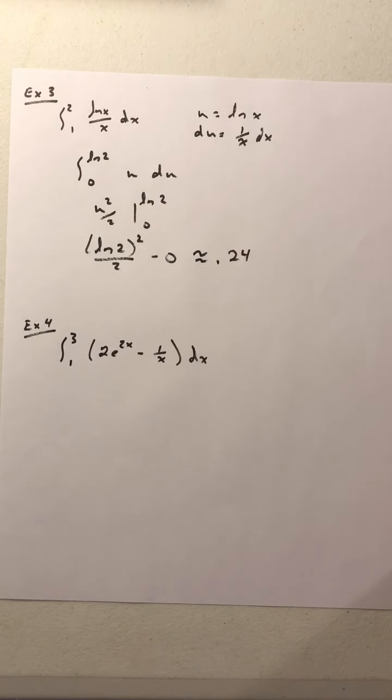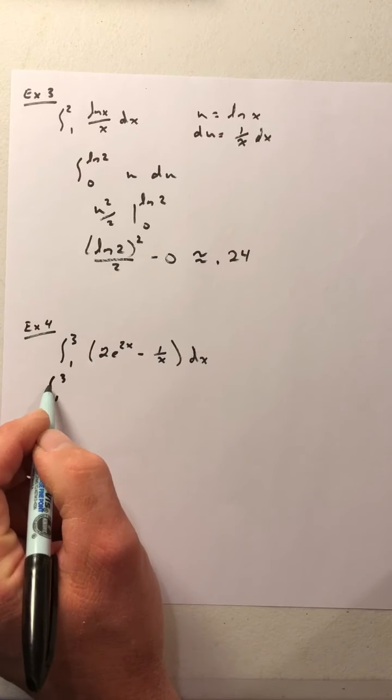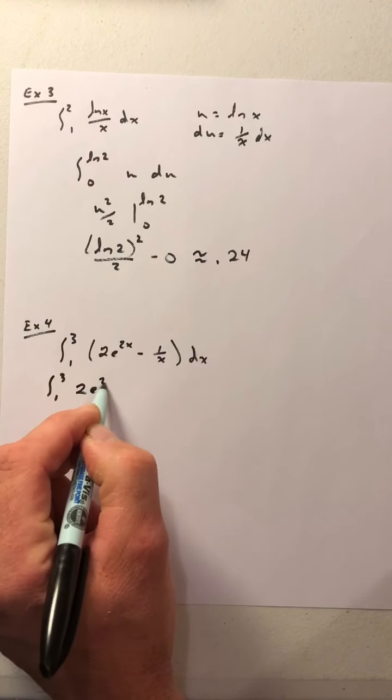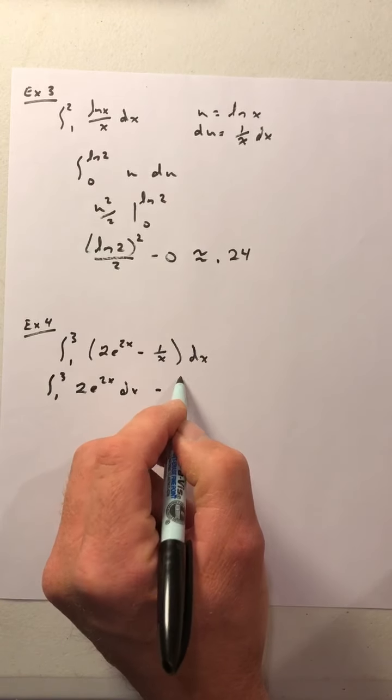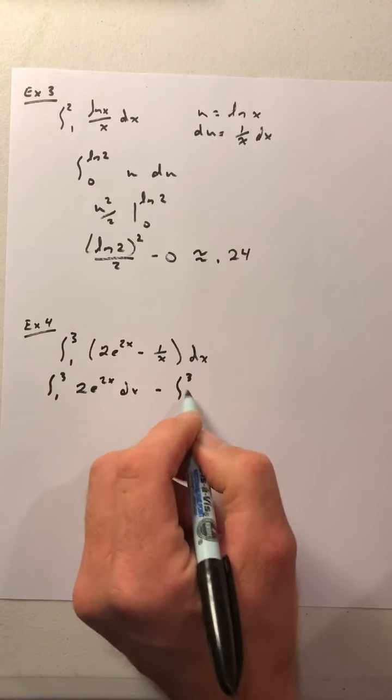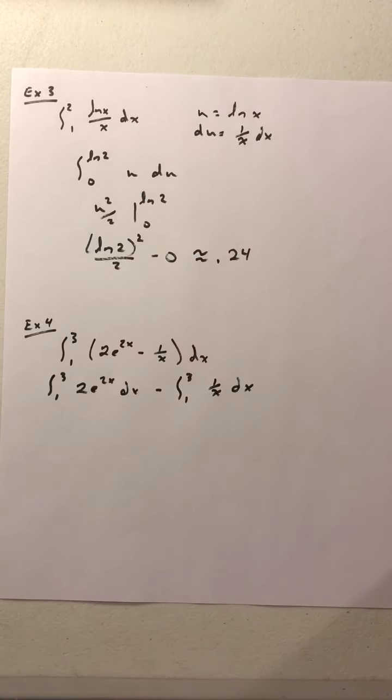And our last example, example 4. We see that we have e's in there, and we also have a 1 over x. We're subtracting two functions from each other. So what I'm going to do is break this function up. So I'm going to integrate from 1 to 3 of 2e to the 2x dx. And from that I'm going to subtract the integration from 1 to 3 of 1 over x dx.